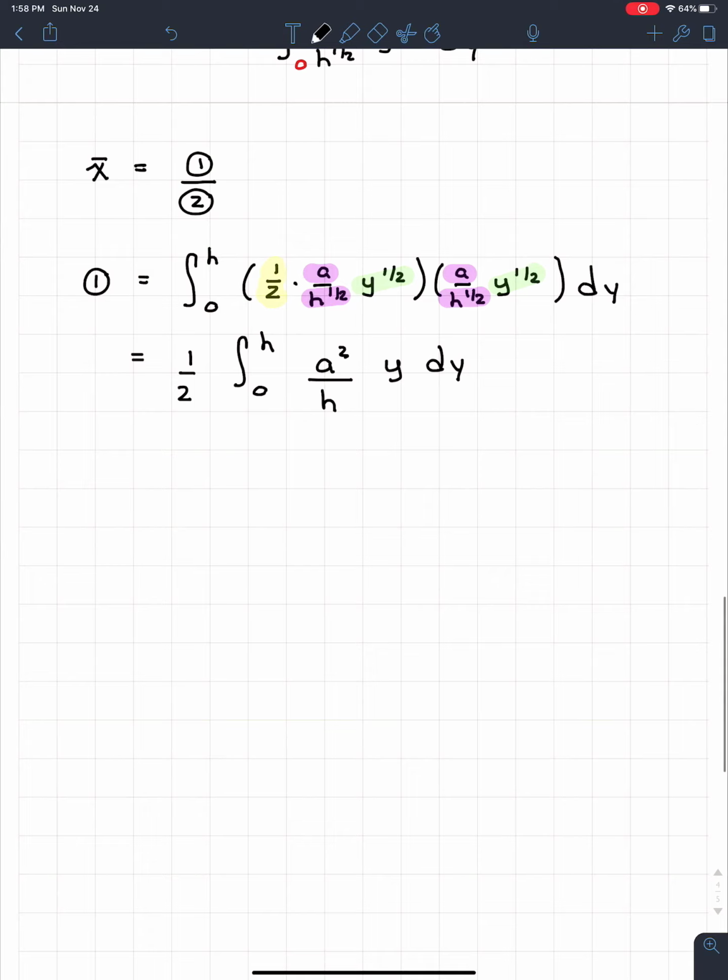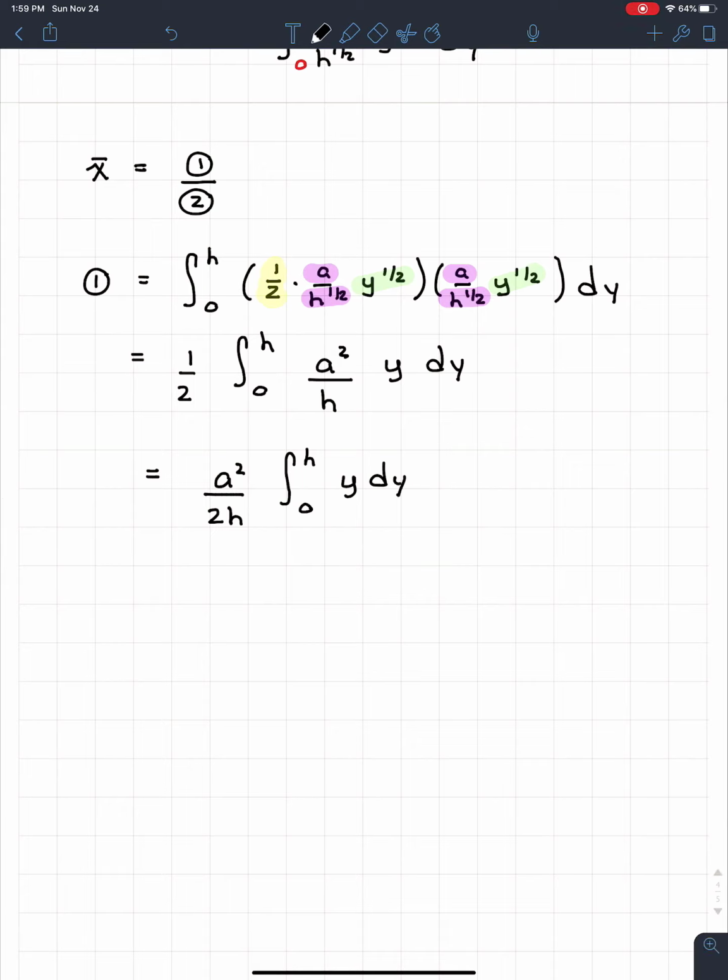And now we can simplify it further, because if things are constant, we can pull them out of the integral. And a squared and h are going to be constants. So let's pull those out. So we're going to have a squared divided by 2h. Then we're going to have the integral from 0 to h. And the only thing we have left in this integral is just y times dy.